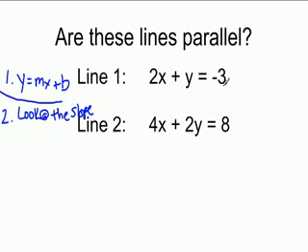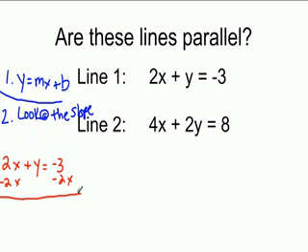If we want to change 2x plus y equals -3 into slope-intercept form, we're going to do this down here at the bottom. 2x plus y equals -3. Remember, we're trying to get our y by itself, so we're going to get rid of this 2x. So we're going to subtract 2x from both sides. So we're left with y equals -2x minus 3.